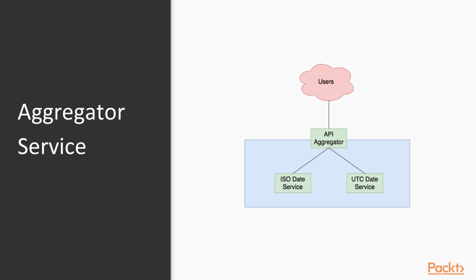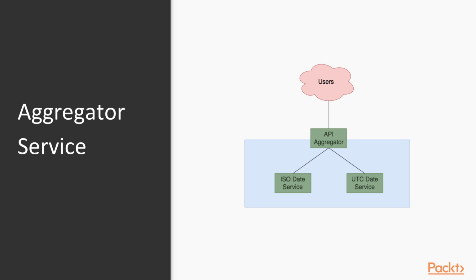In order to articulate a continuous delivery pipeline, we need a system to play with. The system is very simple. Let us look at this diagram. As you can see, we have 3 services. The first service is an API aggregator. Next service translates a timestamp into a date in ISO format. And the last service translates a timestamp into a date in UTC format. These services work in coordination to translate a timestamp into a date in different formats.